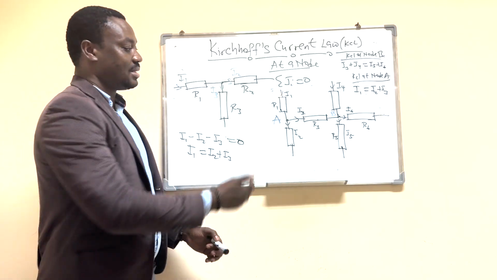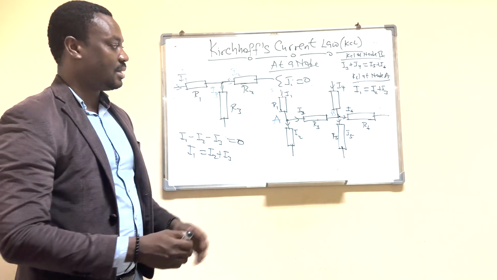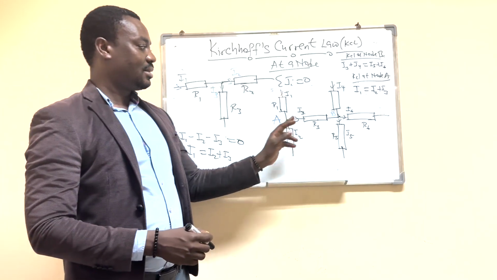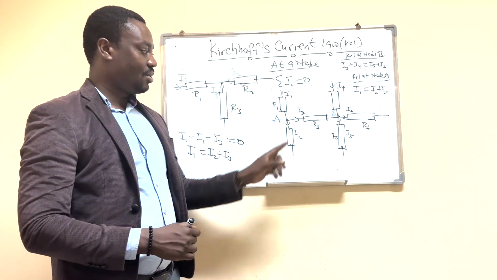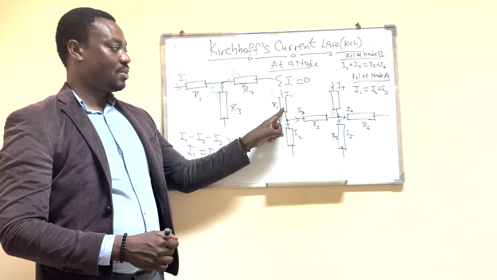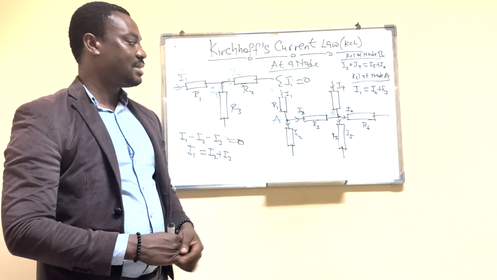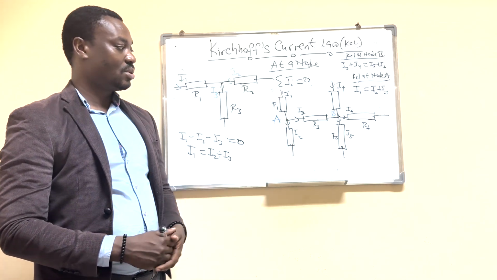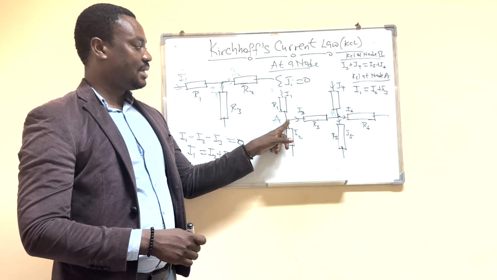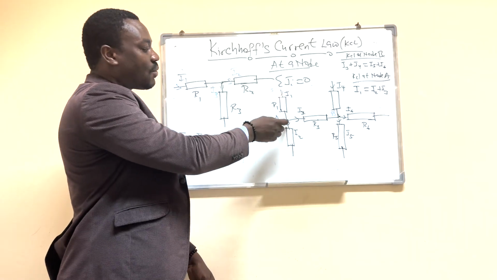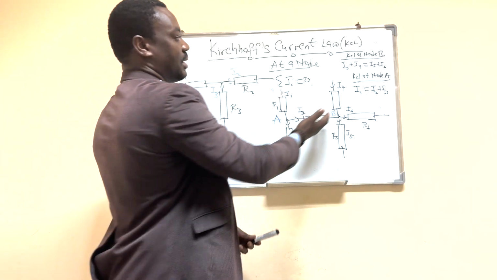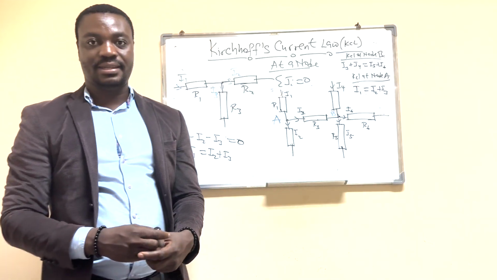The sum of current entering will be equal to the sum of current leaving. And we are going to use this principle for the next example that we have. We can see this one too. We have a node here, right? Why? Because it's a point, a junction, where three or more components are connected. Here we have three that are connected to it. So we have node A. At node A, I1 is entering, and I2 and I3 are leaving. So that will just be I1 equals I2 plus I3.